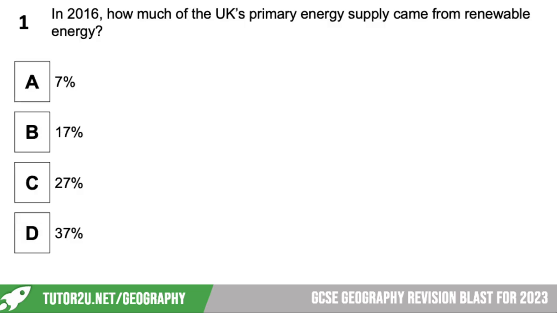And our final activity of the UK overview section of this revision blast is a quick MCQ round. So we've got 5 multiple choice questions. Our first one is, in 2016, how much of the UK's primary energy supply came from renewable energy? Was it A, 7%, B, 17%, C, 27%, D, 37%. Let's reveal, it is 17%. It has in the last few years increased significantly beyond that.